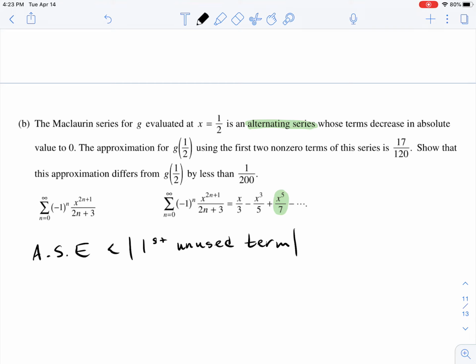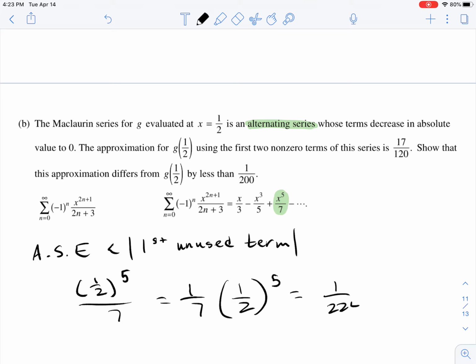So if we are trying to approximate g of 1/2, all we're really going to do is say 1/2 raised to the 5th power, we're plugging in 1/2, all over 7. Well, that's going to be 1/7 times 1/2 to the 5th. So 2 to the 5th power is 32 times 7. I believe that's 224, if I'm not mistaken. So that should be 1 over 224. And that is definitely less than 1 over 200.